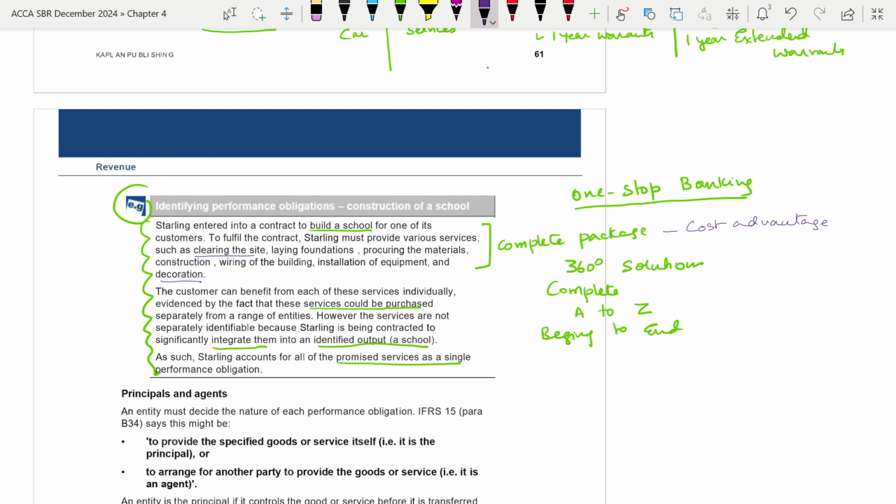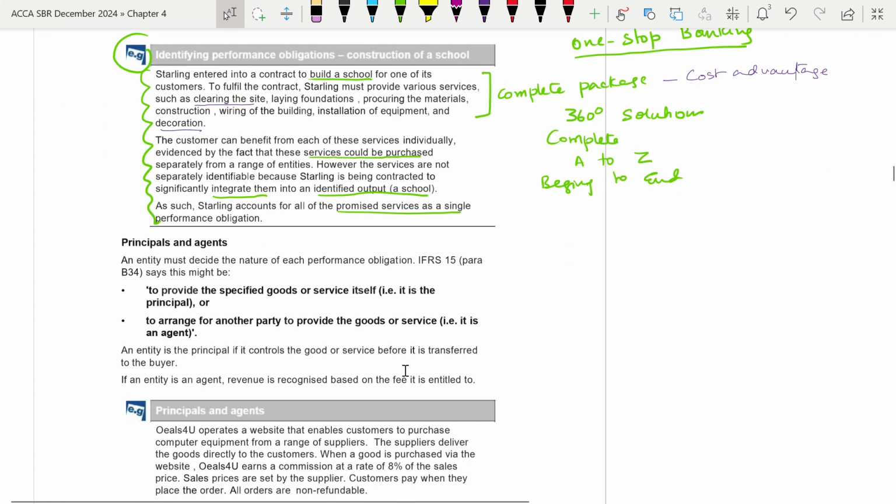As such, the entity accounts for all promised services as a single performance obligation. The obligation means we are going to do everything as a one stop solution. This is what it says. Are you clear about this?